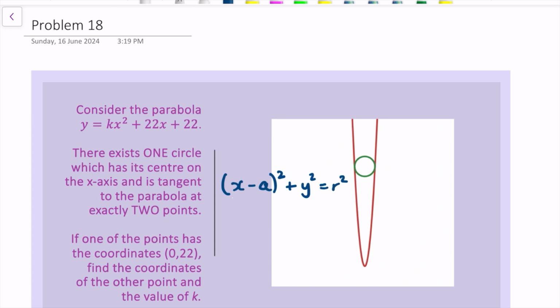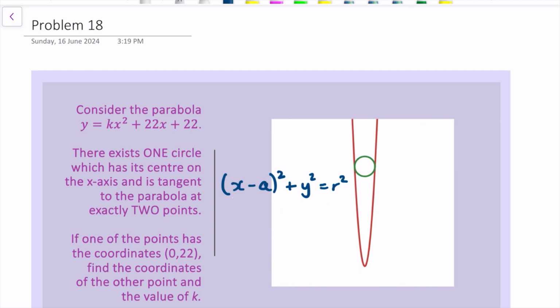I put this question into our 2022 scholarship mock exam that we had at our school, as is the sort of common pattern with exams and sometimes Olympiad competitions. The year 22 featured in this problem a couple of times. If one of the points has the coordinates of (0, 22), so we know that the circle is tangent to the parabola at that point, find the coordinates of the other point.